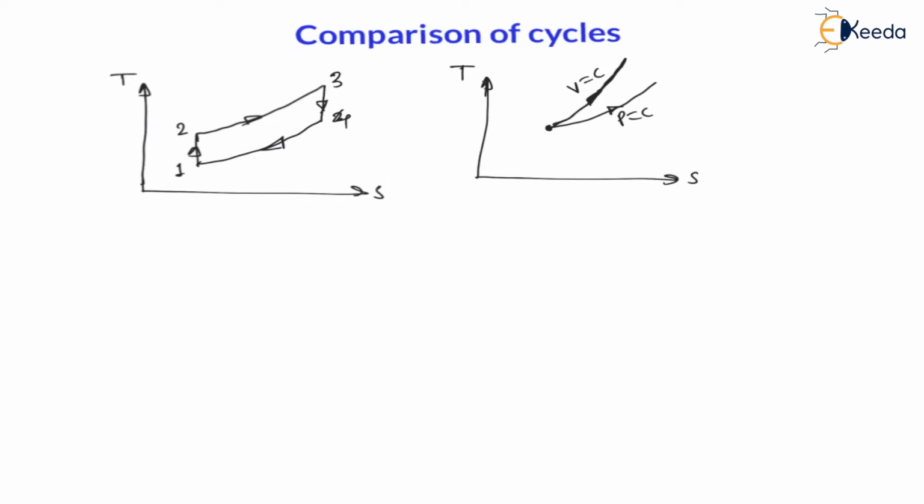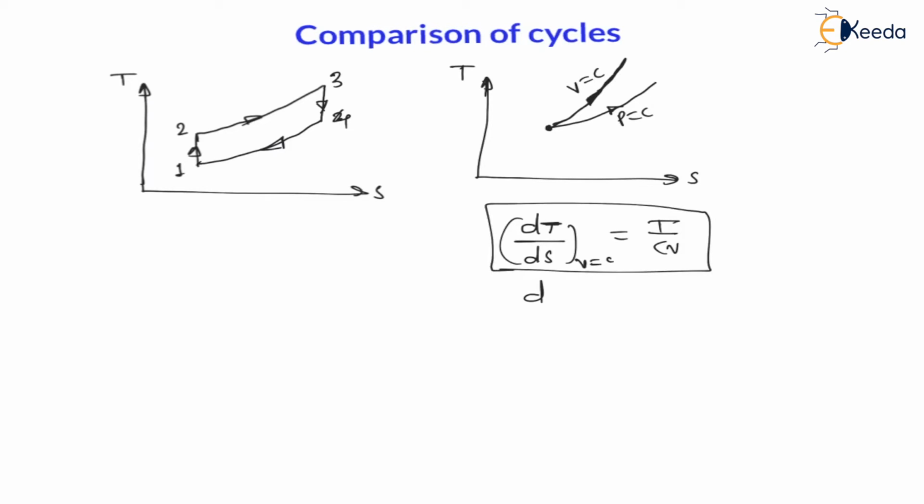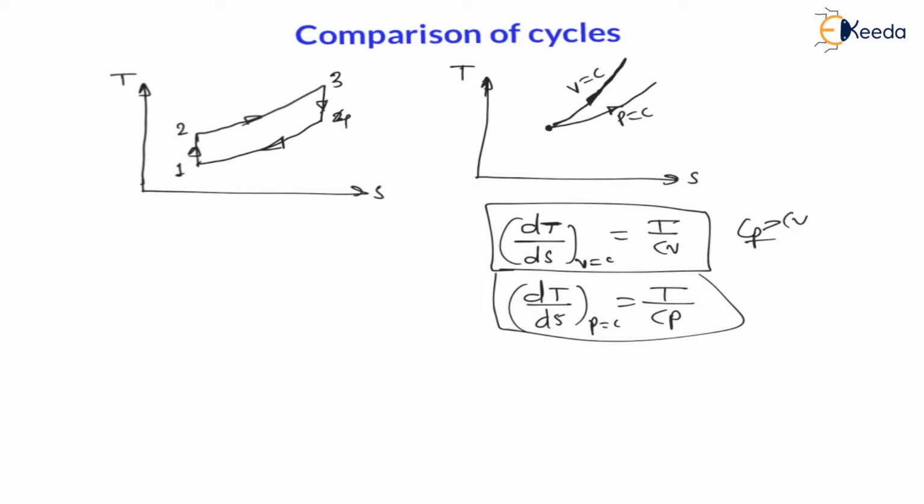in the entropy topic you have learned that the slope of constant volume and constant pressure process on the TS diagram, that is, change in temperature with respect to change in entropy at constant volume, is nothing but T by Cv. Similarly, this is the slope of the constant volume process on the temperature versus entropy diagram. And the slope of the constant pressure process, dT by dS at constant pressure, is equal to T by Cp on the TS diagram. And as we know that Cp is more than Cv, therefore the slope of the constant volume process is more than the slope of the constant pressure process, right?